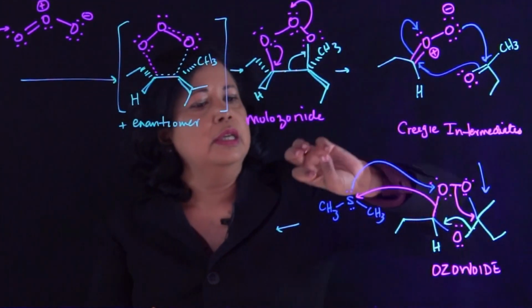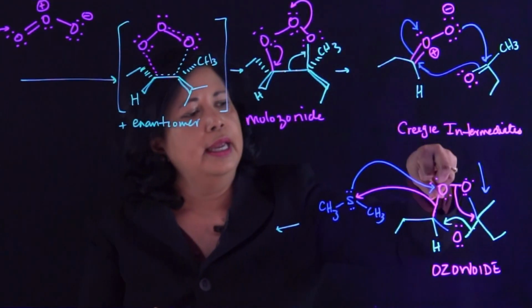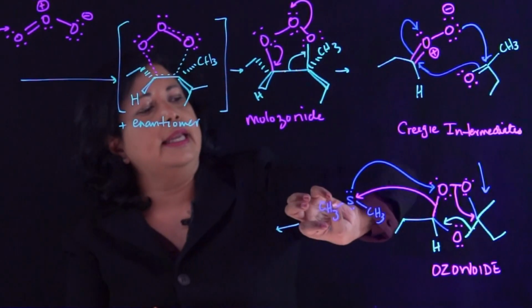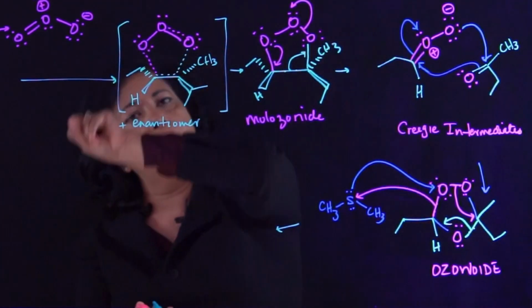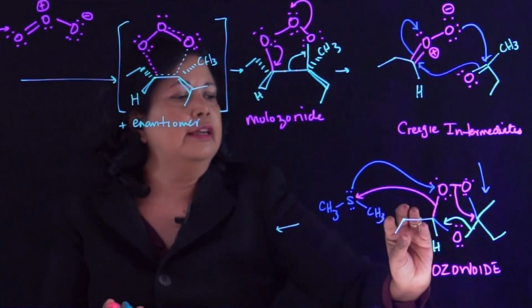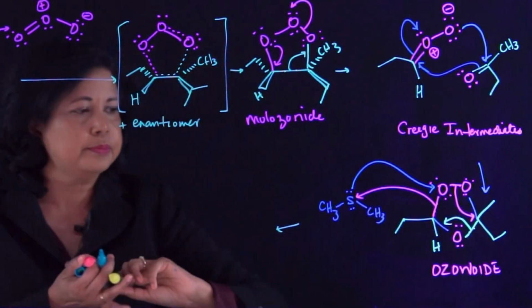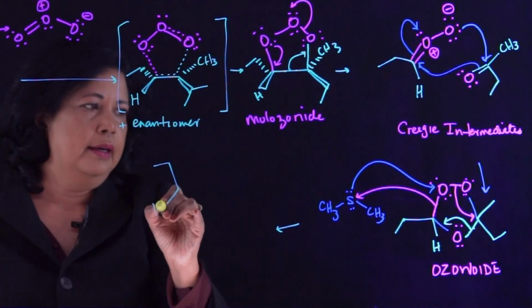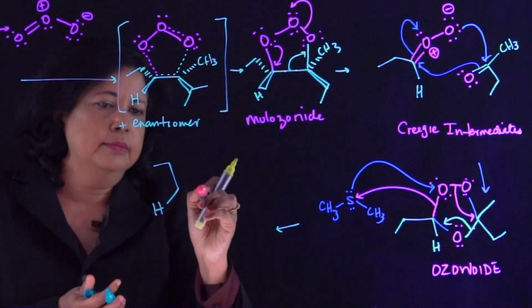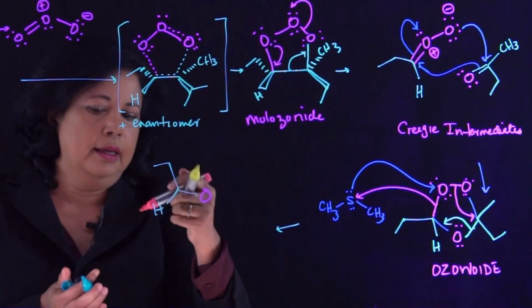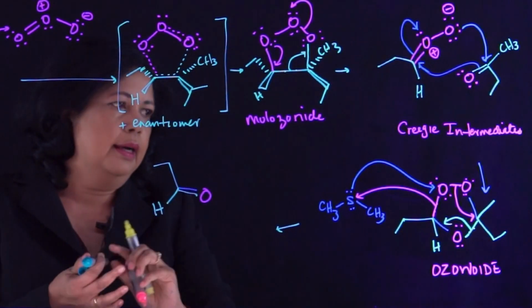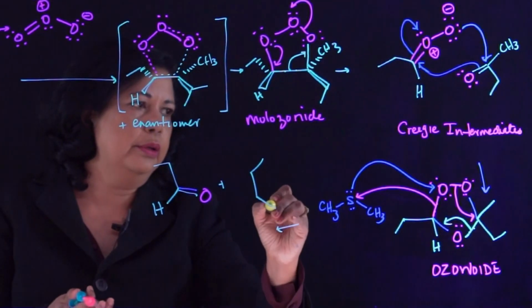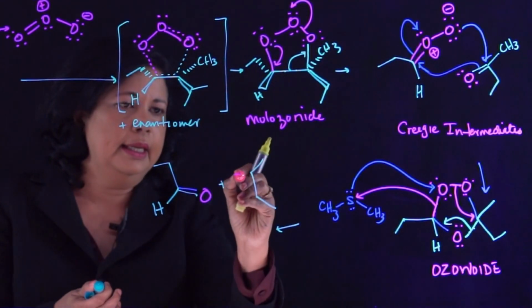This oxygen is going to be taken over and carried away with this sulfur, DMS. It's almost like a stork that swoops in, picks it up, and runs away. So you're left with two groups here. So you would have this with an oxygen, aldehyde, plus you would have this here with a ketone.